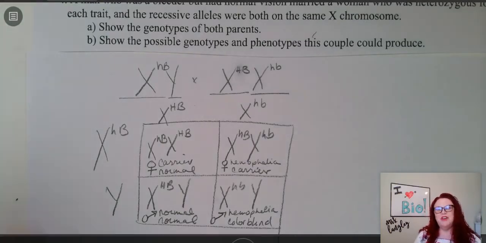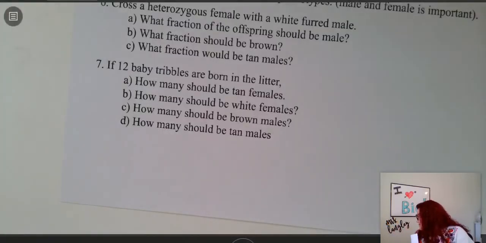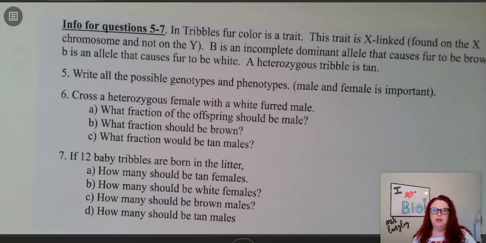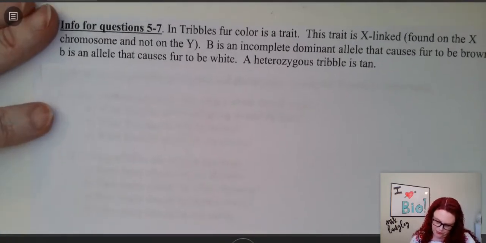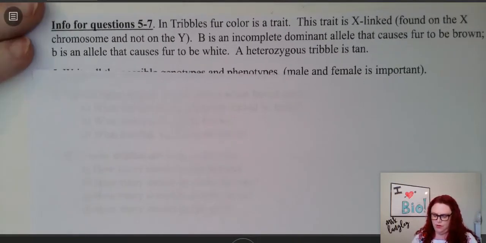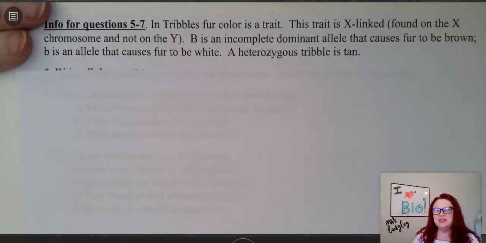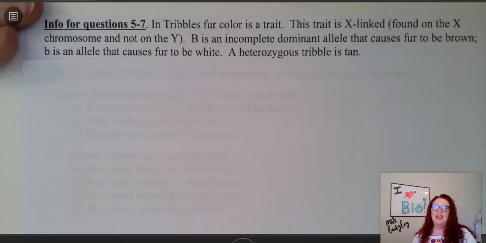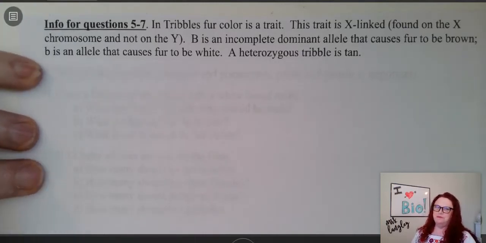Now, questions number 5 to 7 are all going to use the same information. So we're going to set all that up, and then we'll work through our different questions. Here we go. In tribbles, fur color is a trait. If you're not sure what a tribble is, you can Google it. It's a creature. This trait is X-linked and found on the X chromosome, but not the Y.